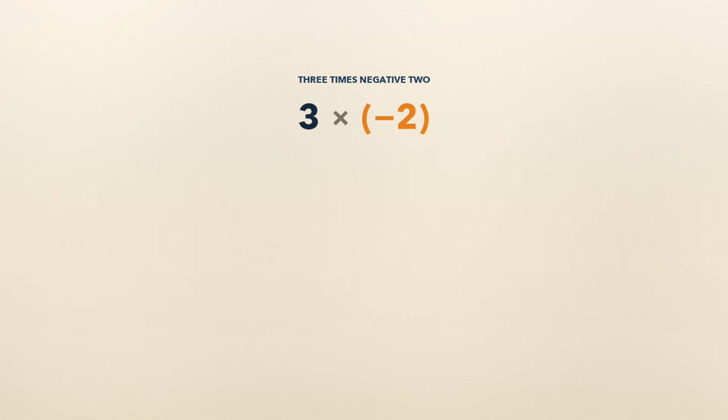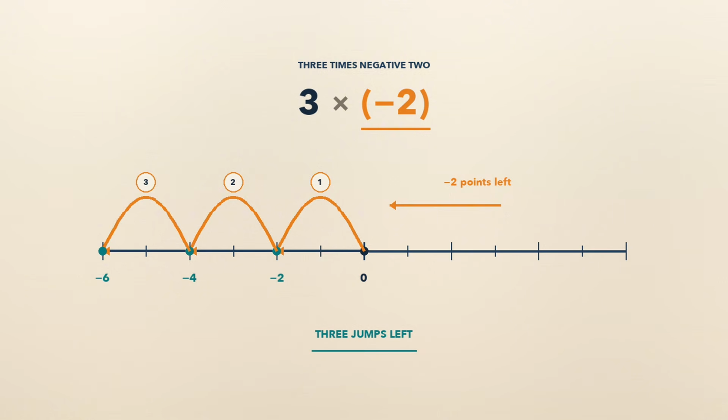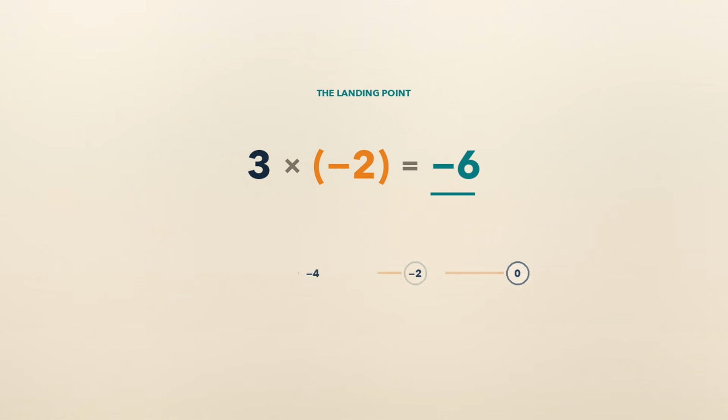Now consider 3 times -2. We still make 3 jumps, but -2 points in the opposite direction. Instead of moving right, every jump moves 2 units left. -2, -4, -6. That's why 3 times -2 equals -6.